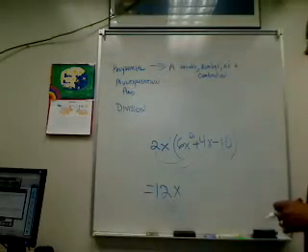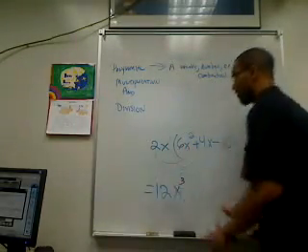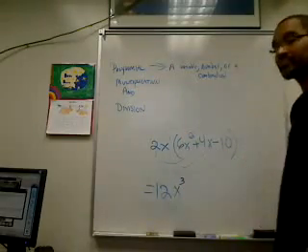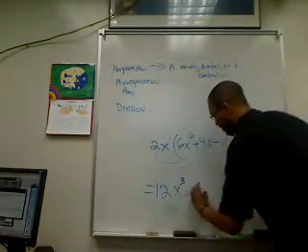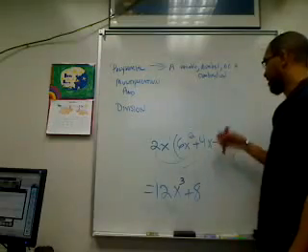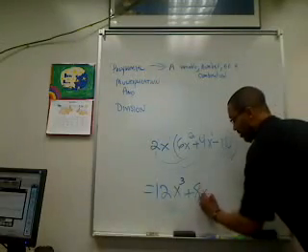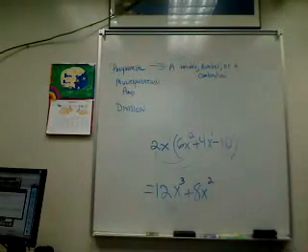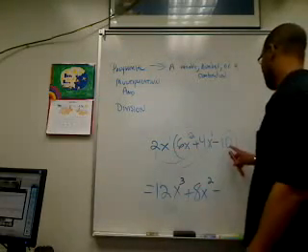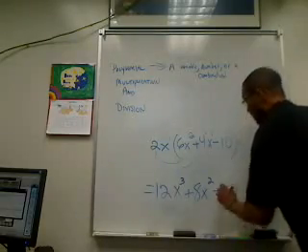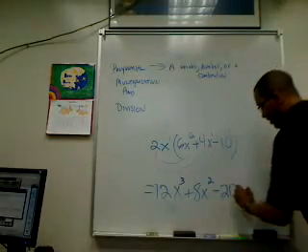When you're multiplying and these exponents have the same base, you add. 1 plus 2, 3. Plus sign. 2 times 4, 8. x to the first times x to the first. When multiplying, you add the exponents. Lastly, minus sign. 2 times 10, 20. Since the x is with this term, we multiply it, it comes along.